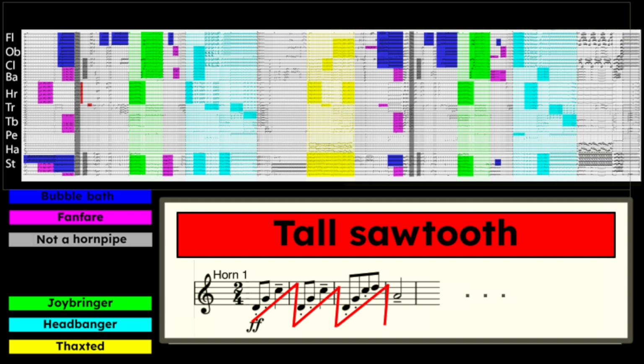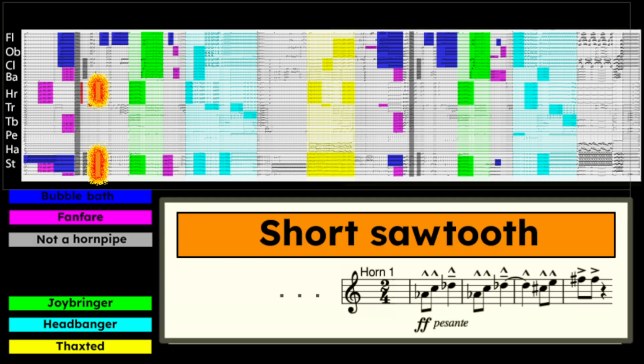It's on the way to collapse because, a few bars later, the short sawtooth. The short sawtooth does a minor 3rd, then a major 2nd, then back to the bottom again. The short sawtooth is the Jupiter motif. A minor 3rd followed by a major 2nd doesn't just happen here, it's how Thaxted starts, how Joybringer starts, and it's the motif that repeats again and again in Bubble Bath.